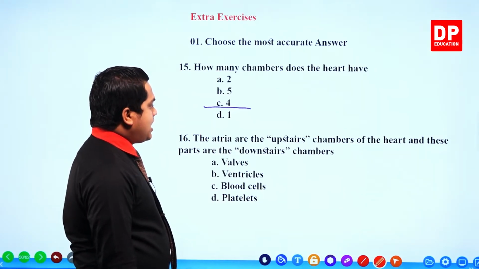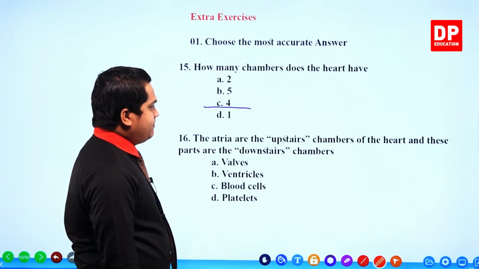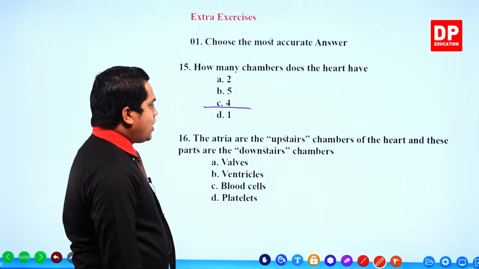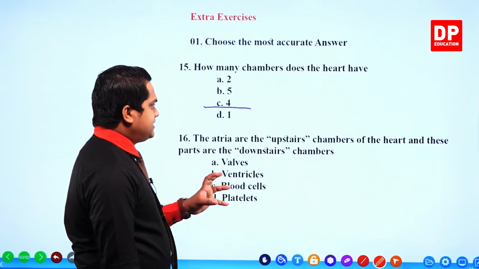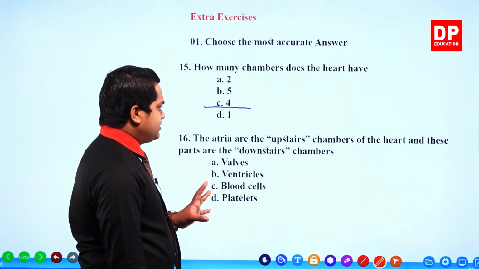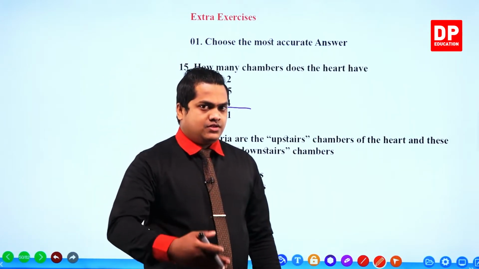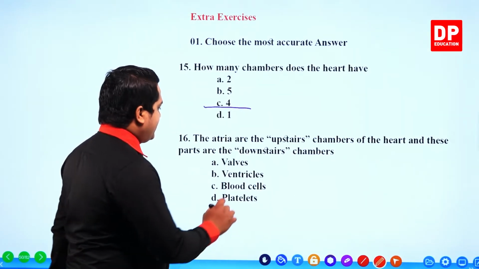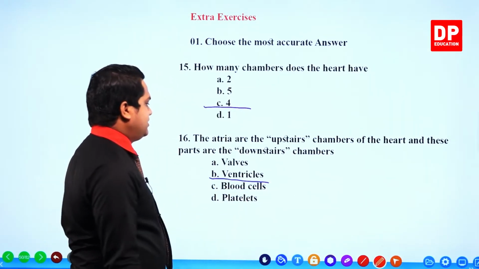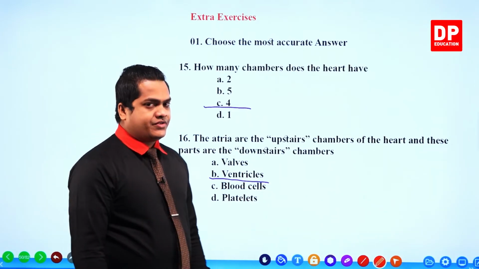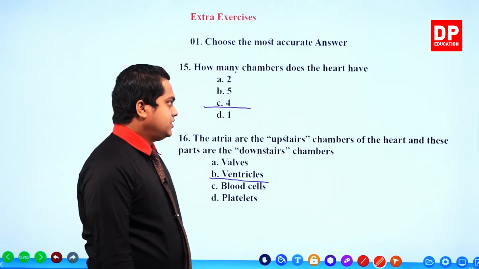The atria are the upstairs chambers of the heart, and these parts are the downstairs chambers. So upstairs chambers are referred to as what? Atria. So these are the downstairs chambers, meaning the lower ones: ventricles. Ventricles are the lower chambers, my dear children, or downstairs chambers.